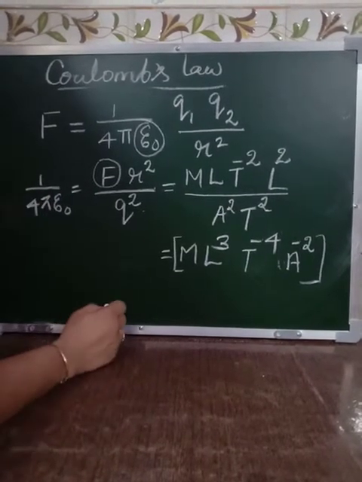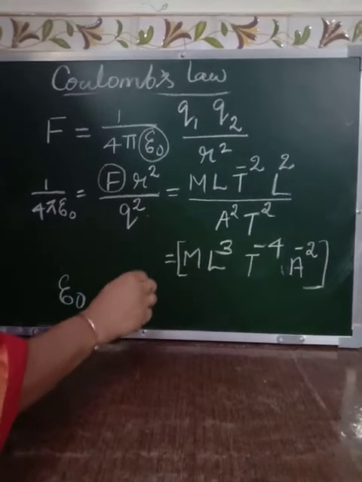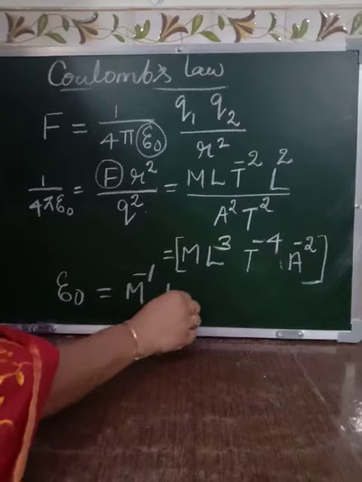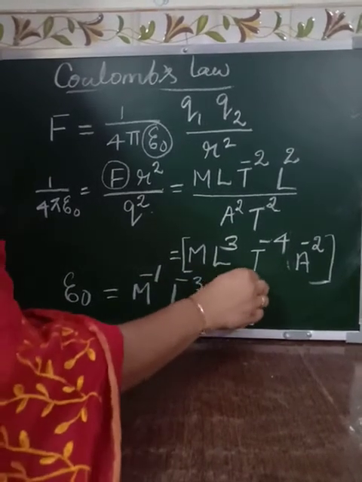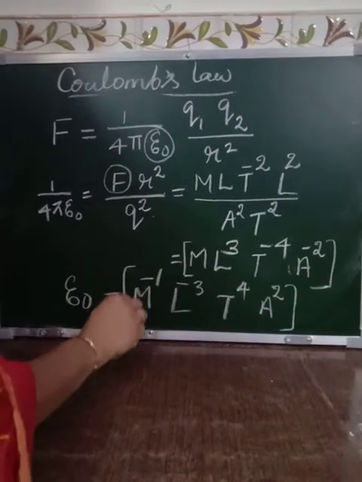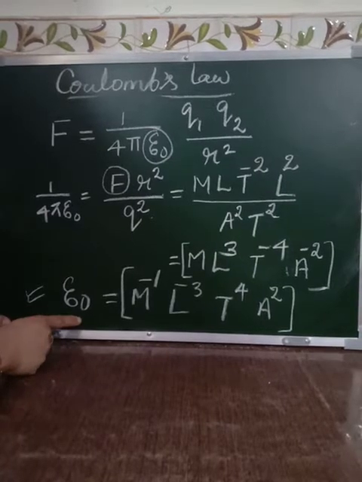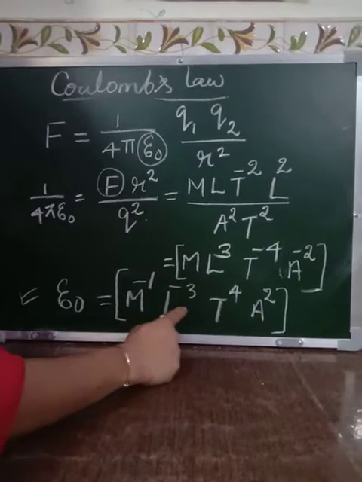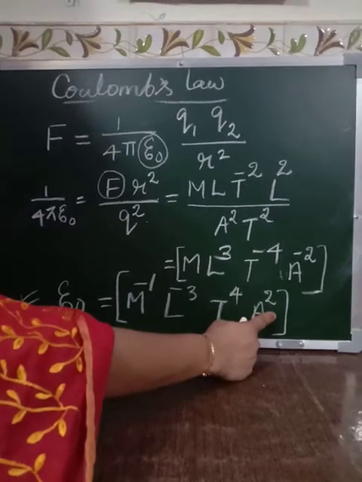1 by 4 pi epsilon naught. So for epsilon naught, what will be the dimensional formula? M raised to minus 1, L raised to minus 3, its reciprocal, T raised to 4 and A square. This is the dimensional formula of epsilon naught. M raised to minus 1, L raised to minus 3, T raised to 4 and A raised to 2.